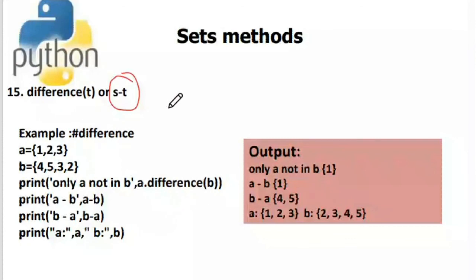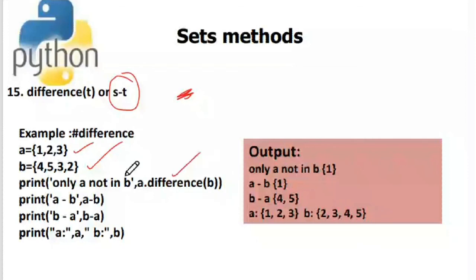So I have a set 1, 2, 3, and I have another set like this. And I want to find the difference between A minus B. I want to compute A minus B. So I said A dot difference B. So what will be the answer? What is A minus B?